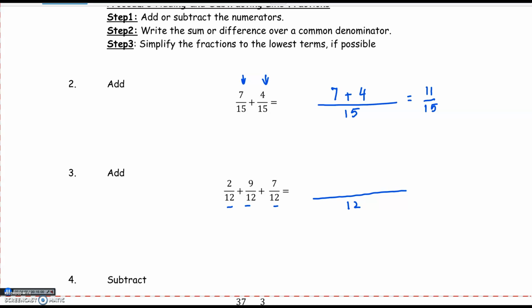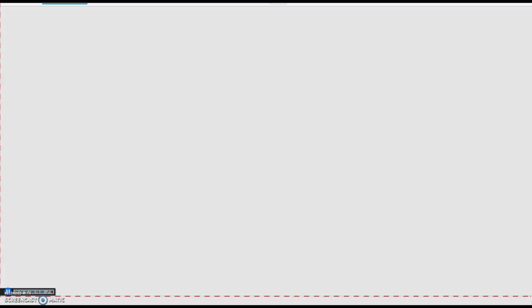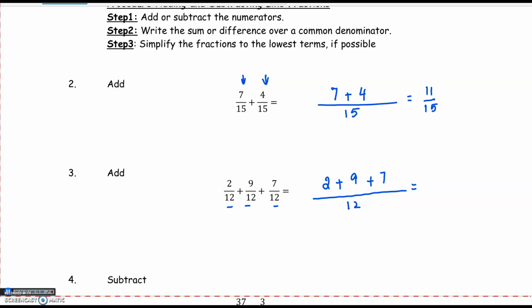Same thing here. Just make sure you have a common denominator first because you're adding like fractions, same denominator. And we're counting 12ths. How many 12ths do we have? 2 from the first fraction, 9 from the second fraction, and 7 from the third fraction. So this would be 18/12.